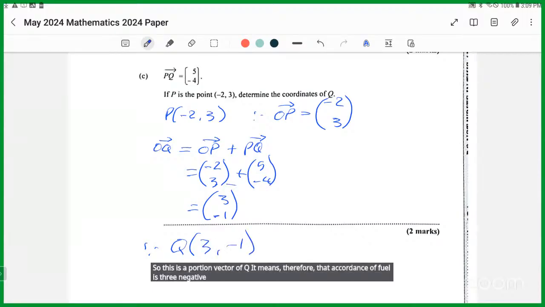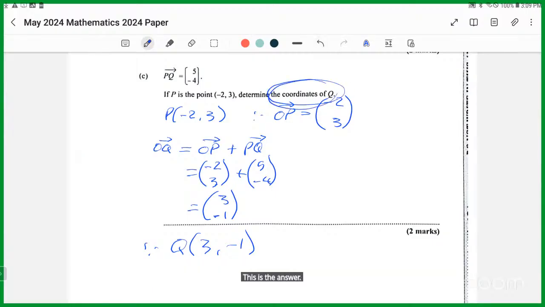Now look, this is not the answer, guys. This is the answer because the question asks for the coordinates of Q. That's just the position vector of Q. So this is the answer that we want.